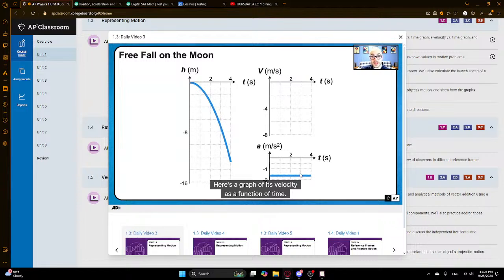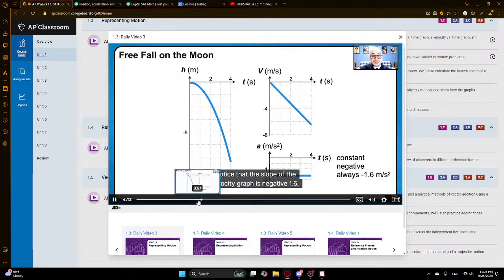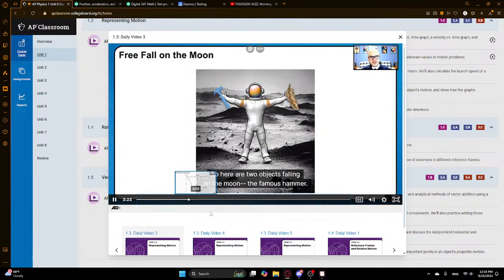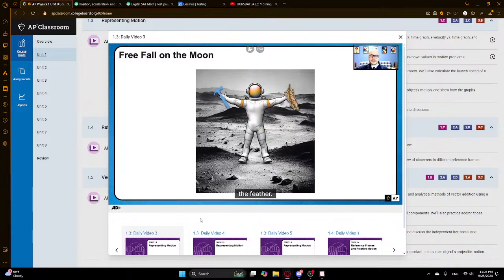Here's a graph of its velocity as a function of time. Notice that the slope of the velocity graph is negative 1.6. The slope of the falling on the moon, the famous hammer, the feather. They're both speeding up at the same rate.